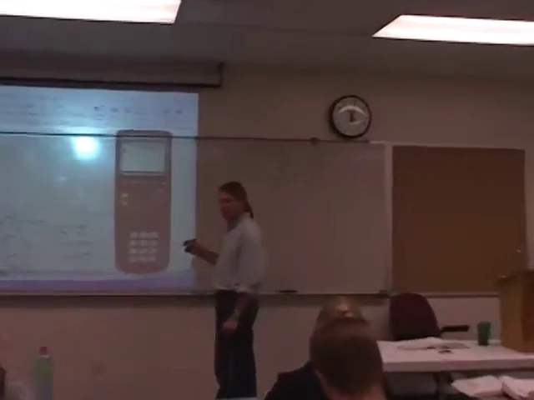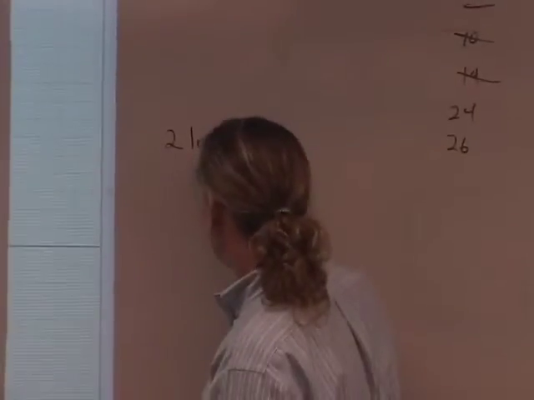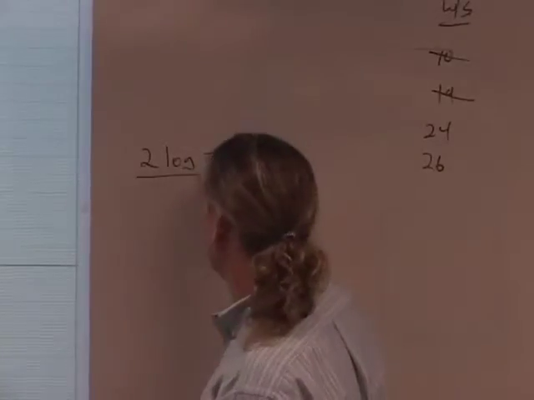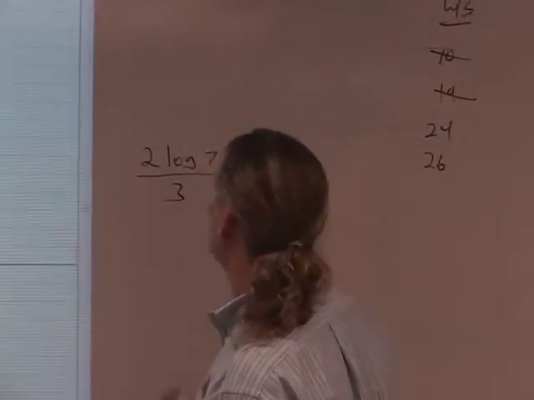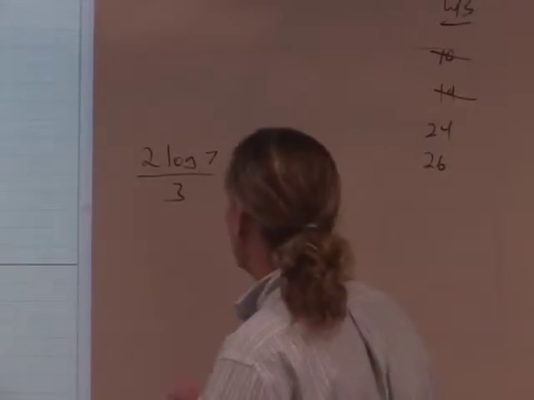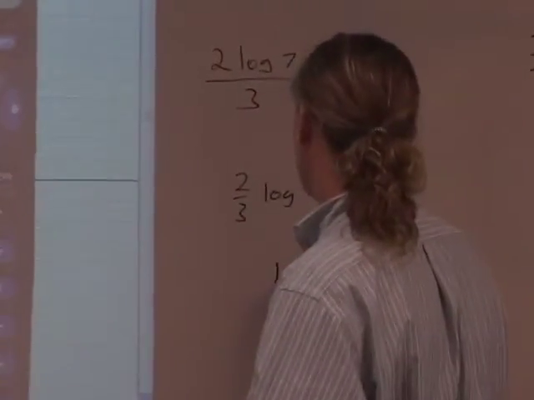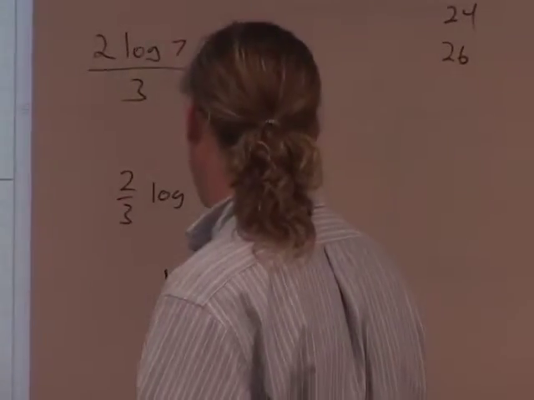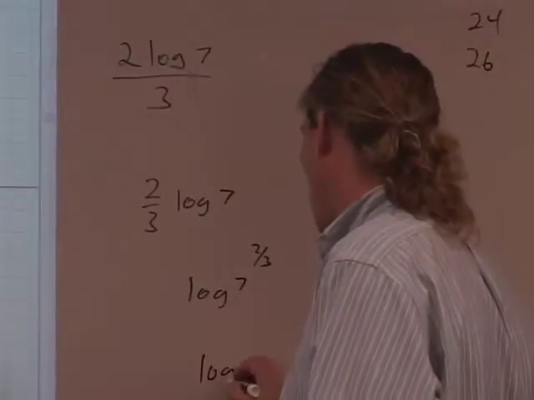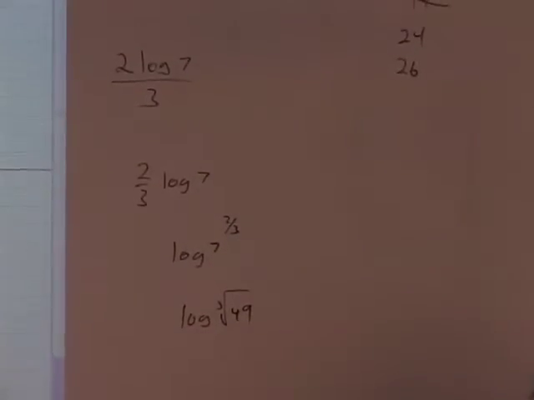All right, 18 you said you wanted to squeeze in? Could you tell it to me? 2 log 7. Log base 7 or log of just 7? Okay. Over 3. Over 3. And just to condense it. Okay. What we can do here, let's see. This becomes 2/3 log of 7, which becomes log of 7 raised to the 2/3 power. And that's about as condensed as I'm going to get, unless I want to say log of the cube root of 49, which is the same thing as 7 to the 2/3 power.